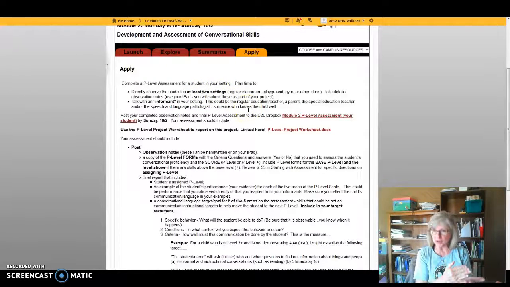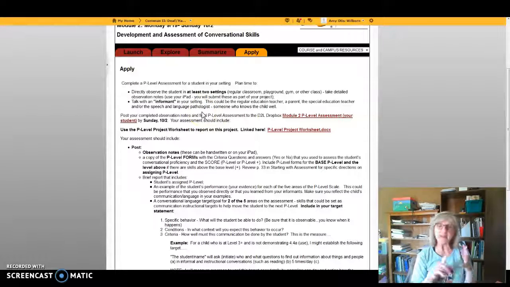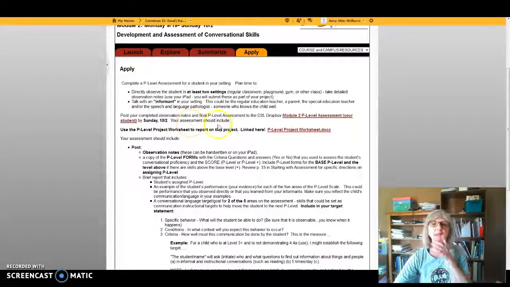Take detailed notes because you're going to observe and write what you see. Talk with an informant. Talk with the teacher, the classroom teacher, the special education teacher. Informants are great because they can help you zero in on what the student knows and can do in terms of communication. And then post your observation notes and your final P-level assessment to the Dropbox.